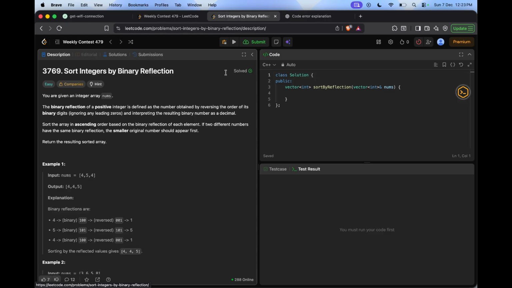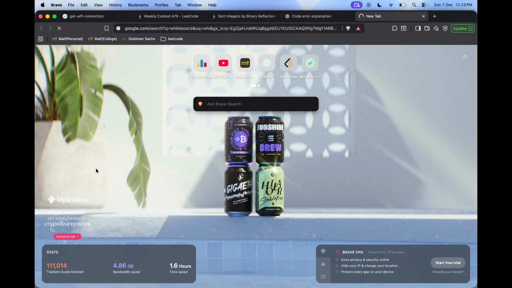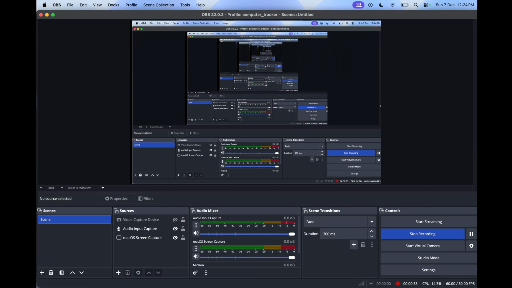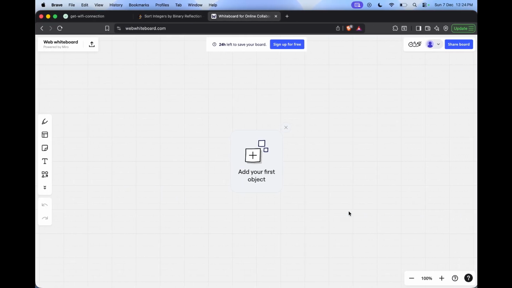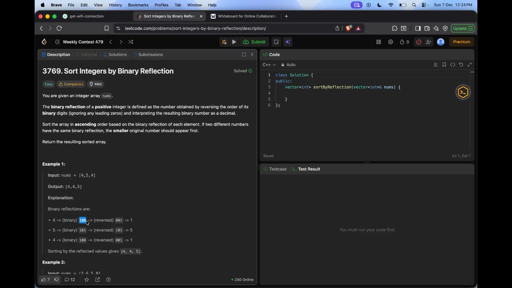The first problem says that we are given an integer array nums, and the binary reflection of a positive integer is defined as the number obtained by reversing the order of its binary digits. For example, 4 in binary is represented by 100, so its reverse is 001, which is 1 itself.